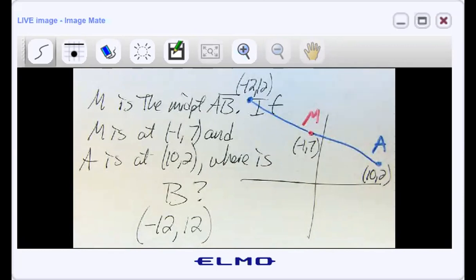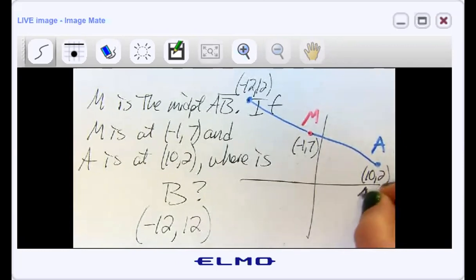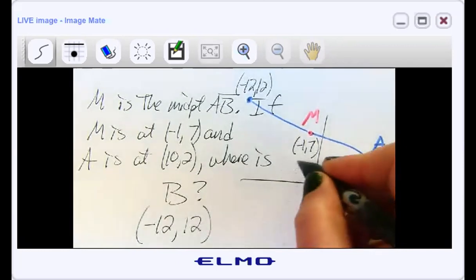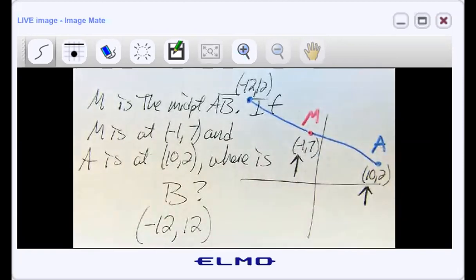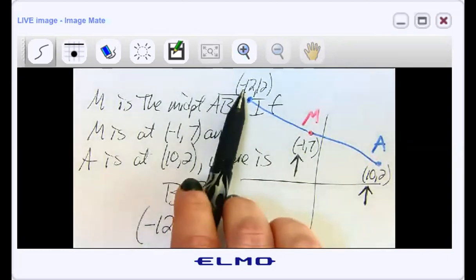So let's just look at the X's. You started at 10, and then you drop down to -1. How do you go from 10 all the way down to -1? You subtract 11. Those are the directions. To get from 10 all the way down to -1, I have to subtract 11. So I just do the exact same thing. Look, -1 minus 11, look where I end up.